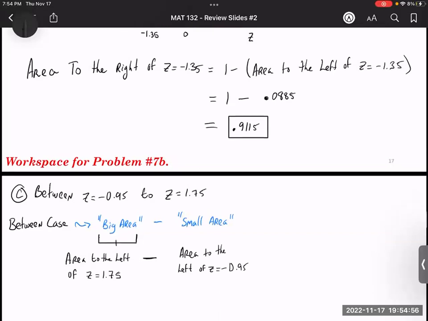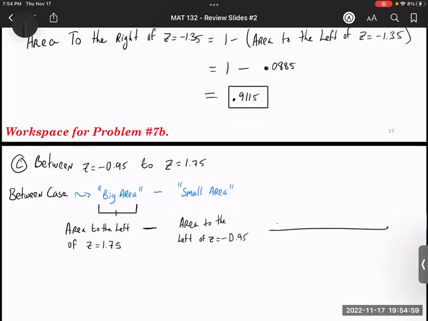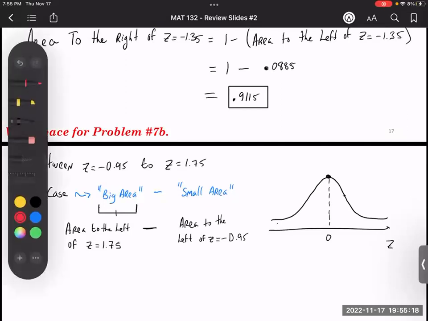And I can just show you a quick sketch of the region. So let's say this is our axis for the z-scores. Say I draw the small bell. At the center, of course, is 0. This is a standard normal distribution. We'll say negative 0.95 is located here. We'll say 1.75 is located around here. And you're finding the area between those z values, okay?